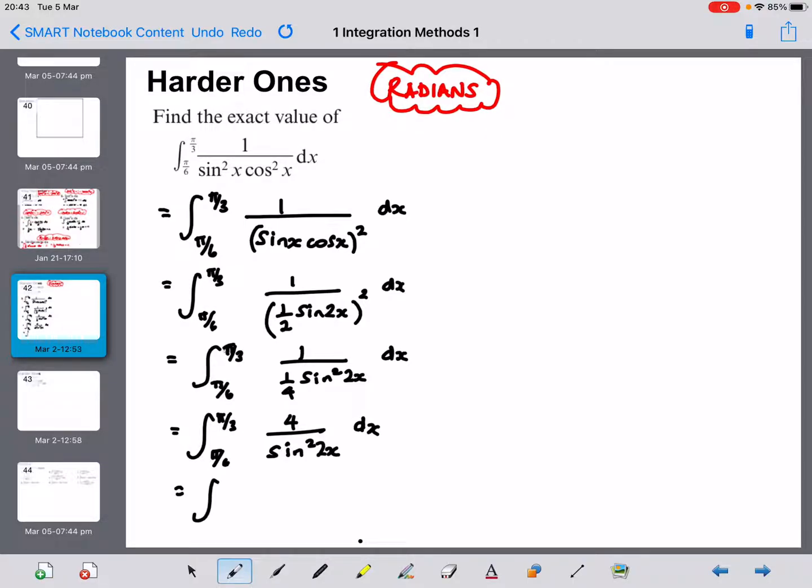Now, 1 over sine x, we know is cosec. So the reason why I wanted it to look like that is because I know from experience, and because I've practiced it, that I know what the integral of cosec squared is. And so again, the more you do, the more instinctively you'll know what approach. So 4 over sine squared 2x is the same as 4 cosec squared 2x.